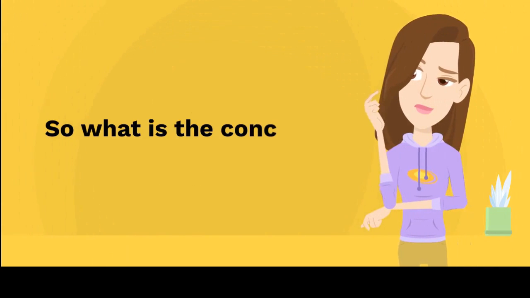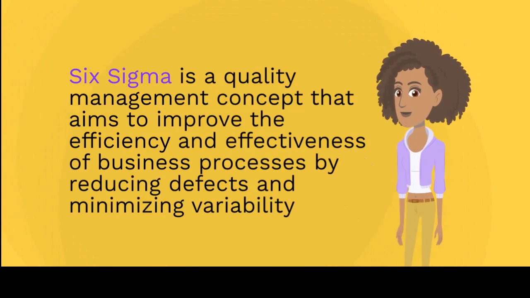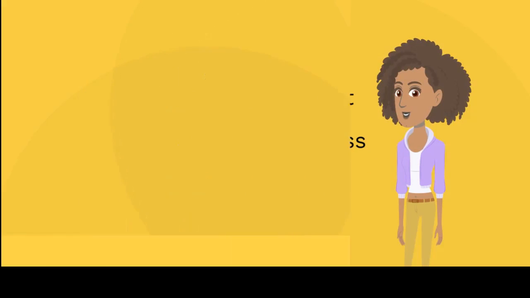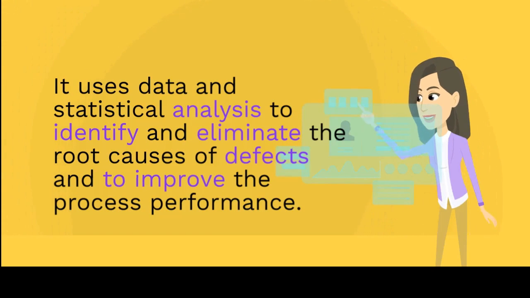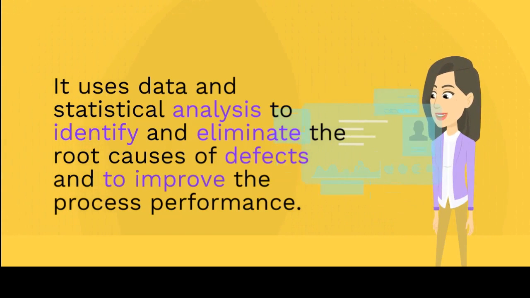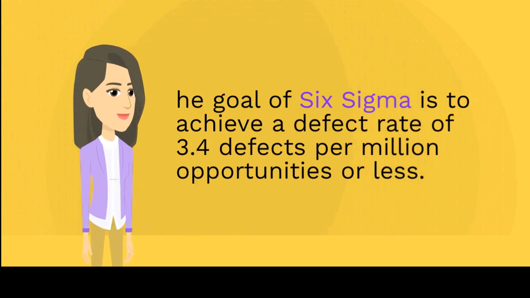So, what is the concept of Six Sigma? Six Sigma is a quality management concept that aims to improve the efficiency and effectiveness of business processes by reducing defects and minimizing variability. It uses data and statistical analysis to identify and eliminate the root causes of defects and to improve the process performance. The goal of Six Sigma is to achieve a defect rate of 3.4 defects per million opportunities or less.